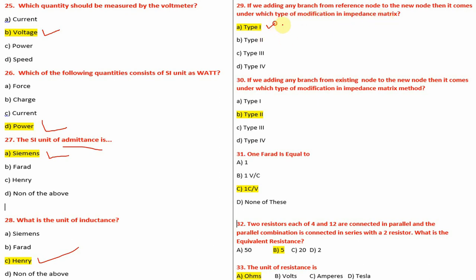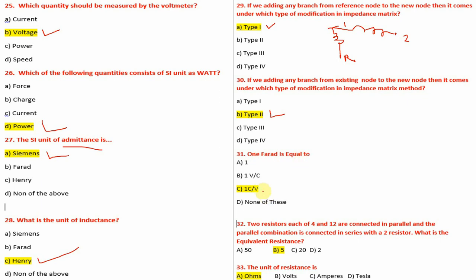That is type 1. The meaning of this: if this is a reference node and a new element is added, this comes under type 1 modification. Now if we add any branch from an existing node to a new node, then it comes under which type of modification in the impedance matrix method? It comes under type 2. Suppose this is a reference and this is your new node, it now becomes an existing node and you are adding a new branch, so it becomes a type 2 modification.